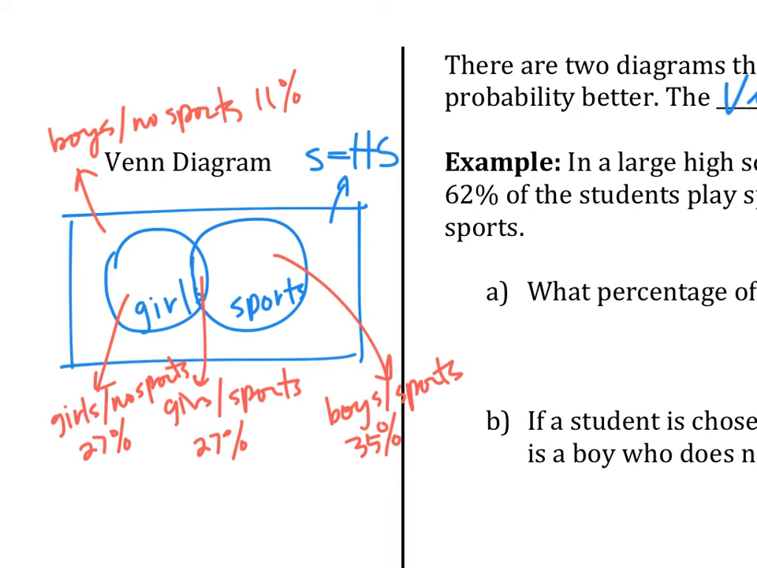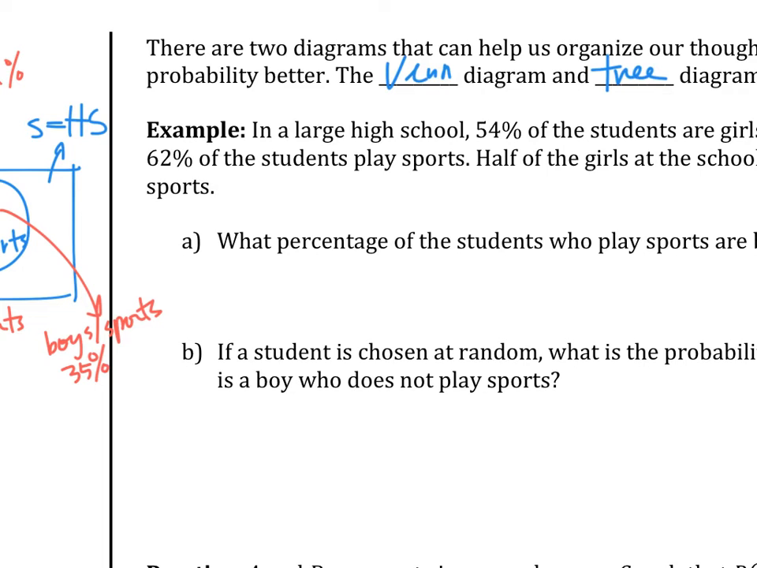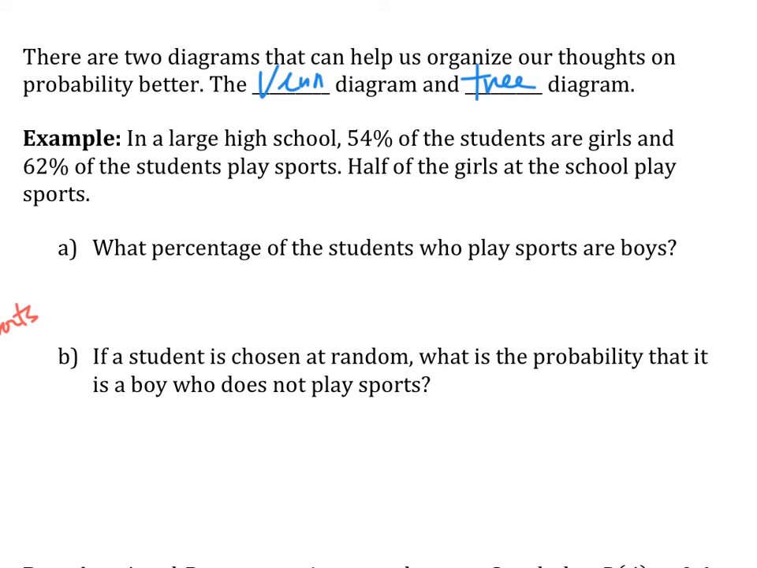Now that we have this all sorted out, we can answer these questions. What percentage of the students who play sports are boys? That is 35%. If a student is chosen at random, what is the probability that it is a boy who does not play sports?